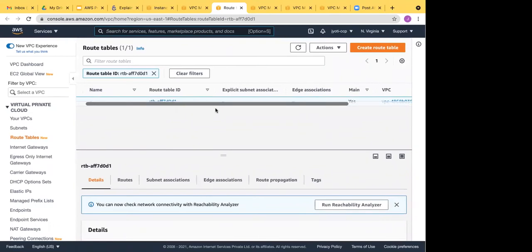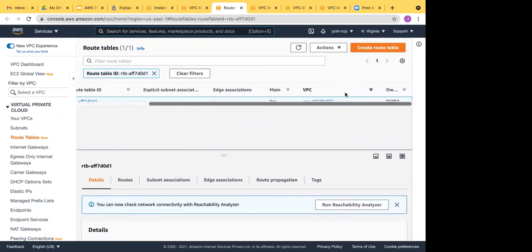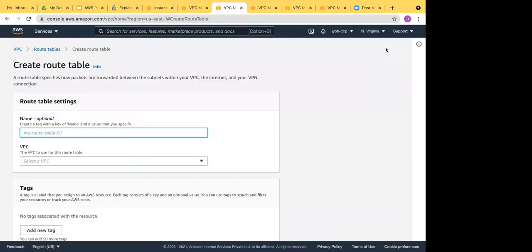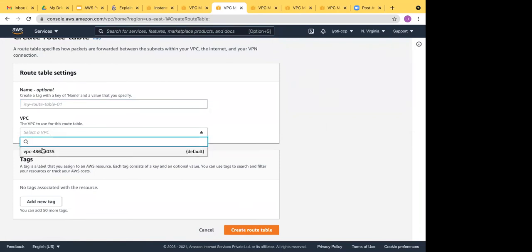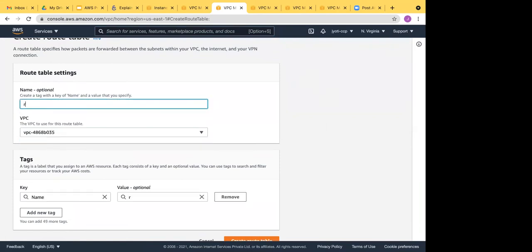So you have the route table ID and VPC. Right now, there's nothing in this route table. We'll go ahead and create a route table in our upcoming section. But let's see what happens if we do create a route table. So you see a VPC. For example, I want to create a route.